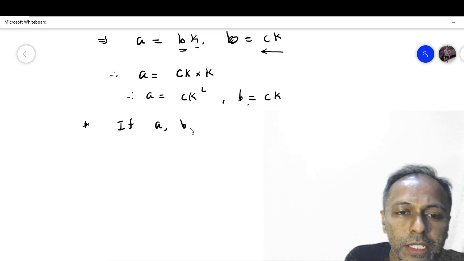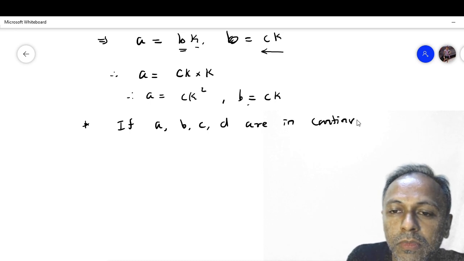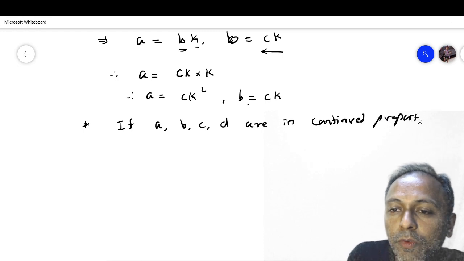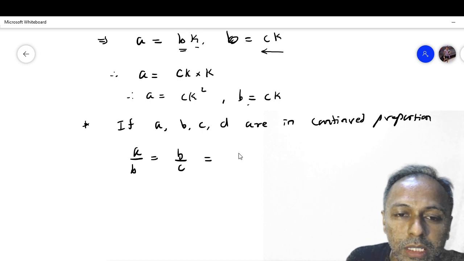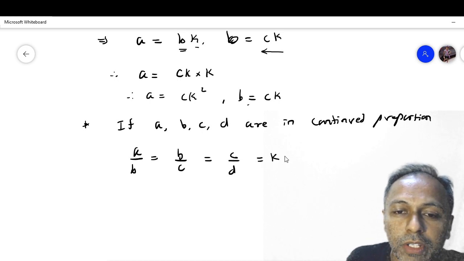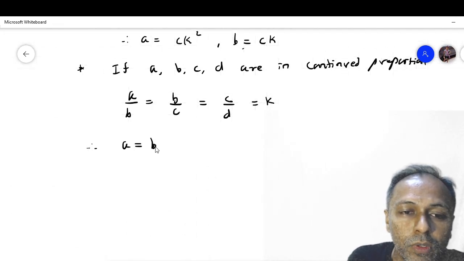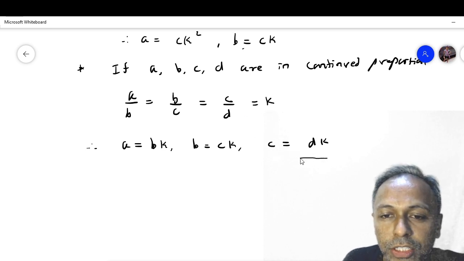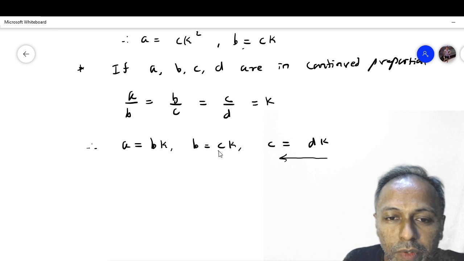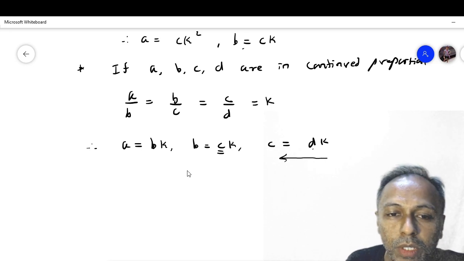If in case it happens this way, that A, B, C, D are in continued proportion. Continued word indicates that we will have to write A upon B is equal to B upon C is equal to C upon D. Let us say we again try to use K method. Clearly, it is understandable like before, A equal to BK, B equal to CK, and C is equal to DK. That much we can understand. Let us take our attention from right towards left. So wherever you see C, you can substitute DK value. Let this C equal to DK be like that only.